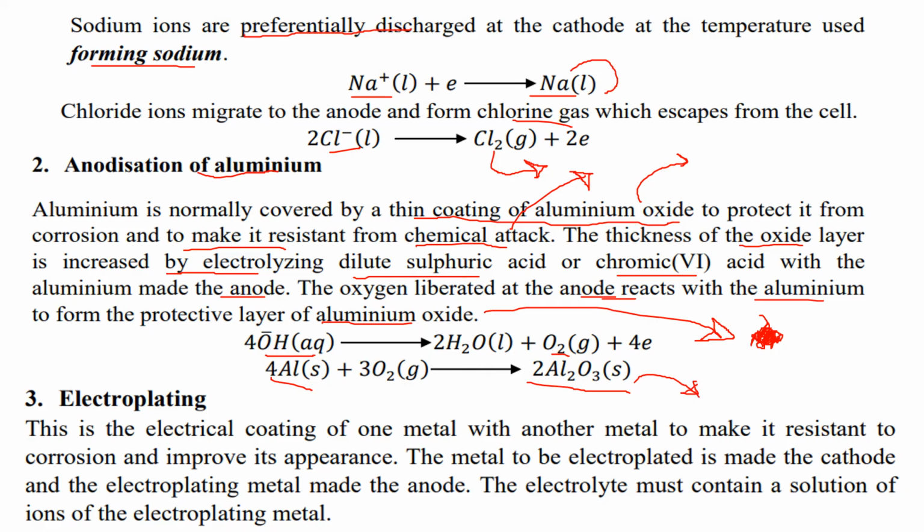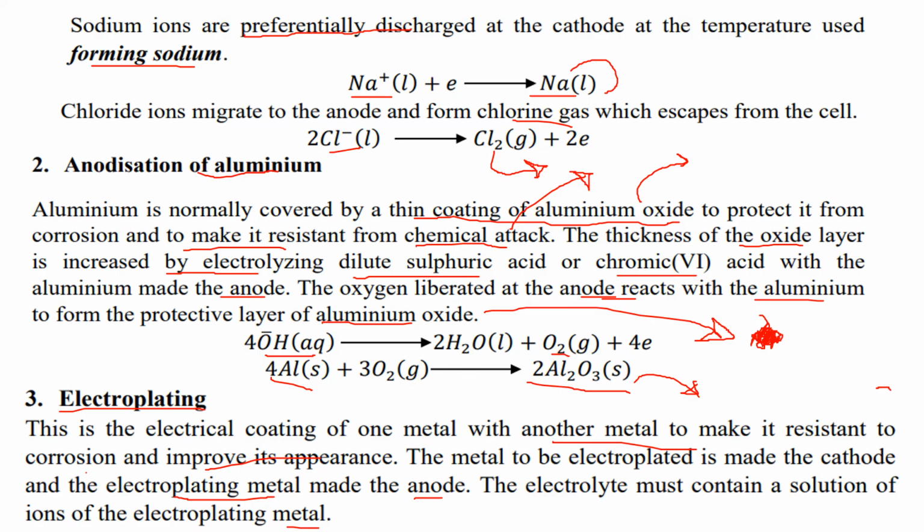Now the other application is going to be electroplating, and we're going to say that this is the electrical coating of one metal with another metal to make it resistant to corrosion or rusting and improve its appearance. So the metal to be electroplated is made the cathode, and the electroplating metal is made the anode, and the electrolyte must contain a solution of the ions of the electroplating material.